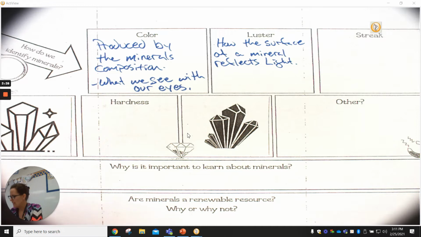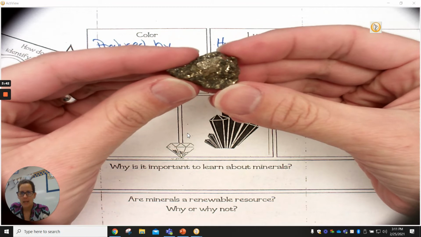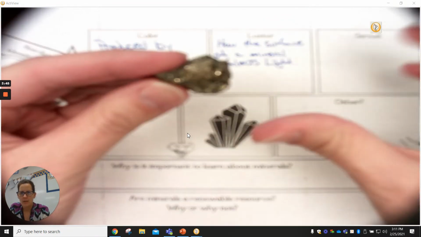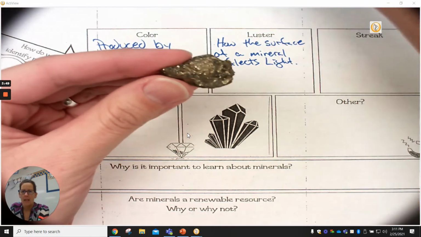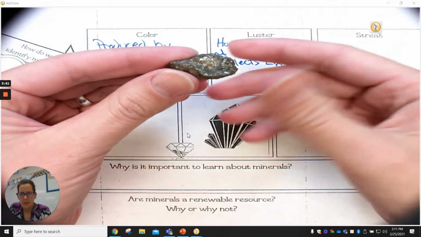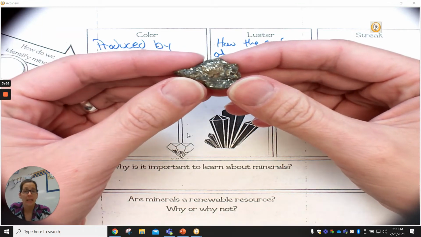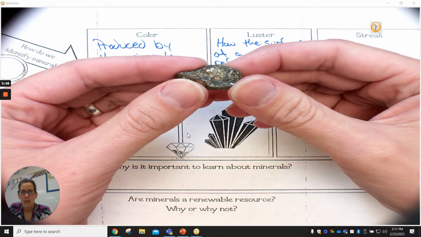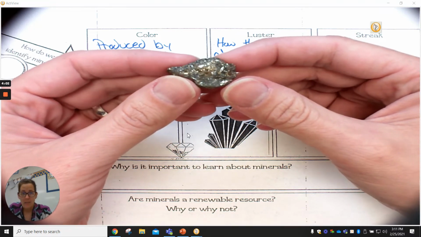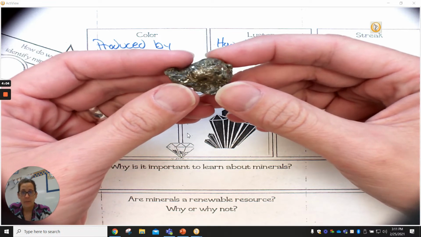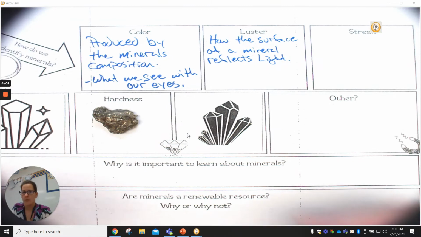And I'm going to show you two examples here. So this one is pyrite. And let me focus just a little bit. Okay, so when I turn this in the light and my little flashlight right here, would you say that this is metallic? And you remember metallic means it kind of looks like it could be made of metal? Hopefully you said yes, because this right here to me is definitely metallic. It looks like it could be made of metal.